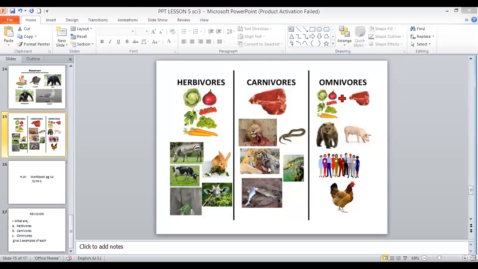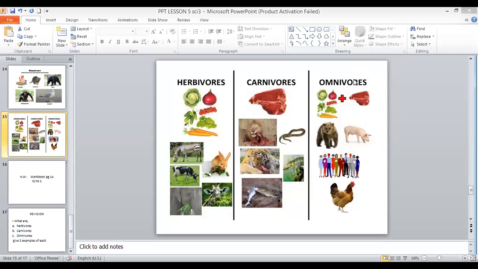Lion, tiger, snake. What do they all eat? They eat meat or the flesh of other animals, right? So we call them carnivores.